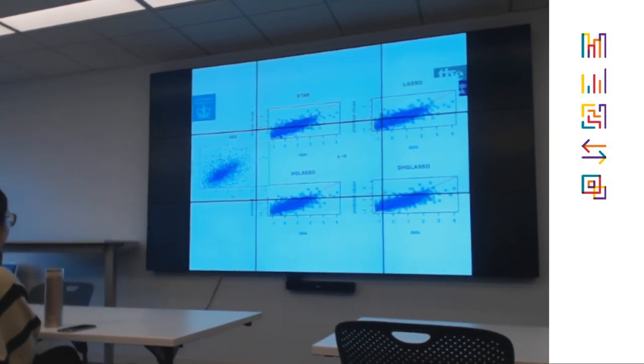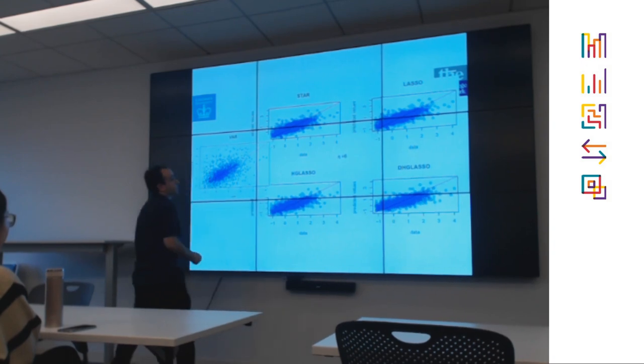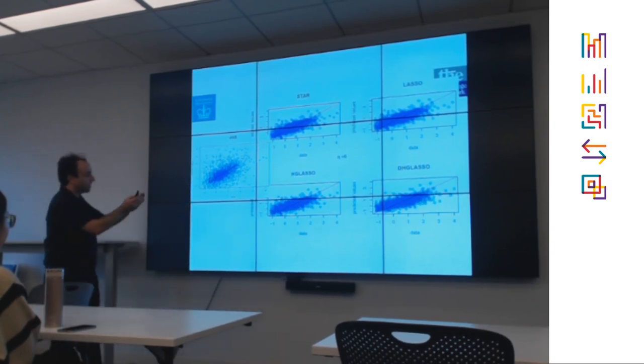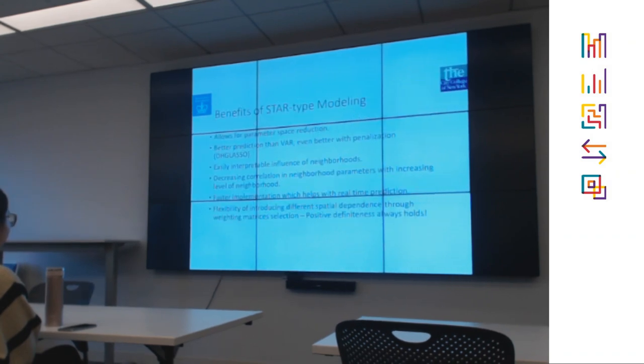Right. So I've got here the lift charts again. This is slightly better for AHG LASSO D and DHG LASSO compared to STAR. Right? It feels a little bit more aligned.